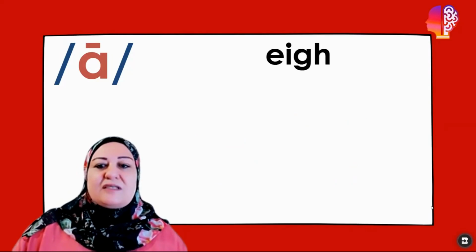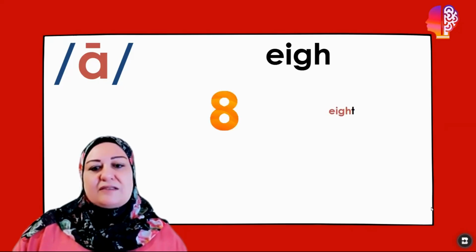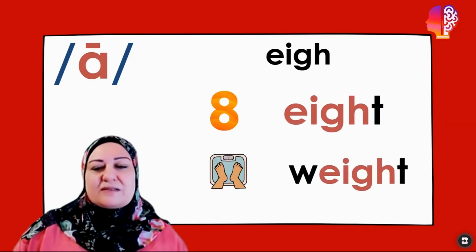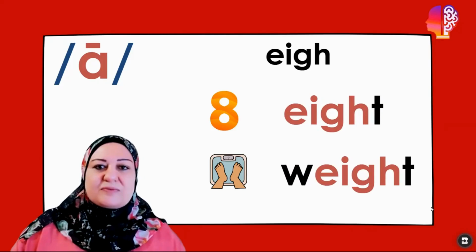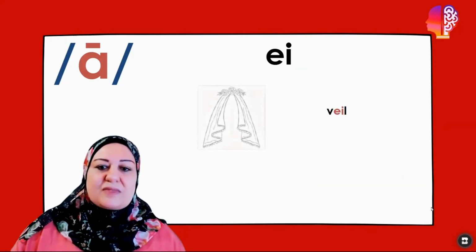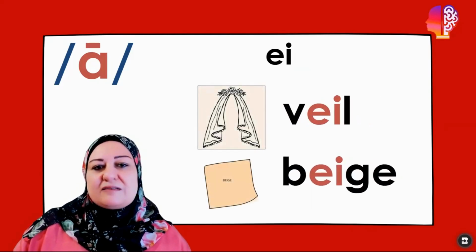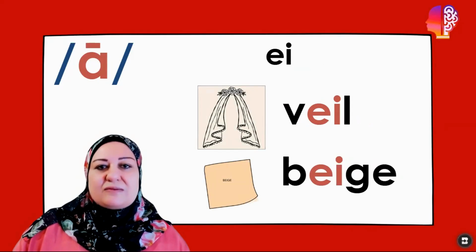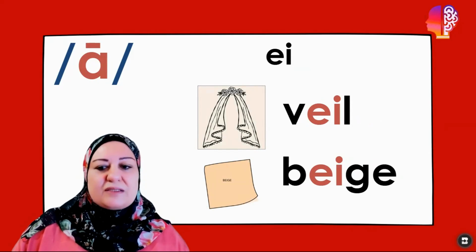The graphemes EIGH is also a special grapheme that creates the long A sound, as in the word eight, or in the word weight, like when you weigh yourself and you want to get your weight. Another special case is EI. The EI in certain words creates the long A sound, as in the word veil, or in the word beige.